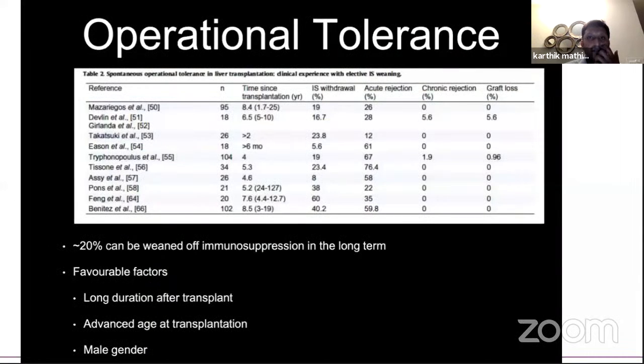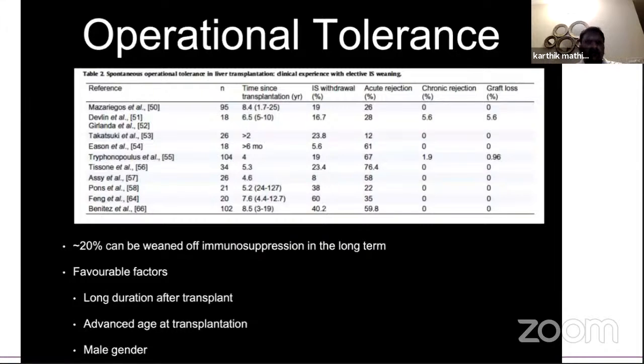Let's skip this. So operational tolerance is what everybody talks about, but in the last 5-6 years, throughout the world, there are only some anecdotal reports, and nobody is able to do a complete withdrawal of immunosuppressants. 20% can be weaned off, they say, but we have never touched 20%, especially in India. I would say it's still less than 5% tolerance. And we don't want to be in a situation where there's going to be chronic graft rejection.